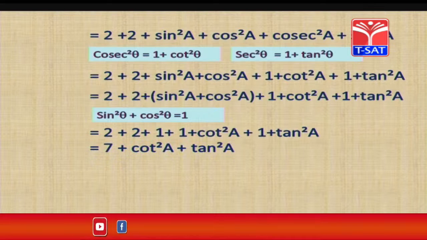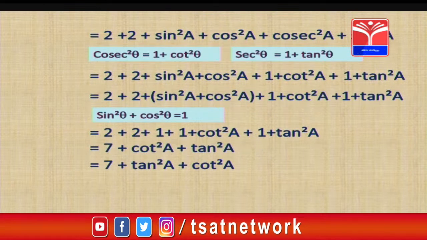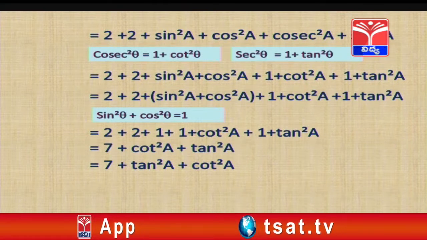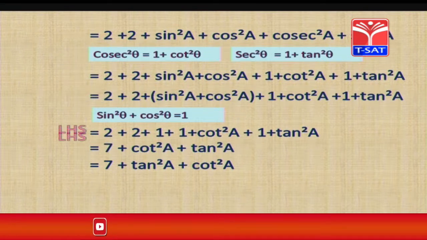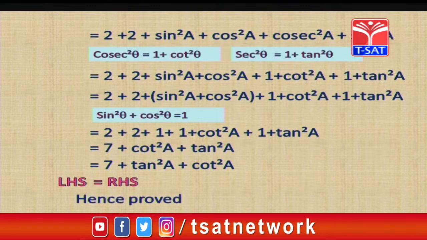So, what are you going to get here now? 7 plus cot square a plus tan square a. If I shuffle it, 7 plus tan square a plus cot square a we are going to get. That means, here the left hand side we are able to prove equal to the right hand side. That means, LHS is equal to RHS, hence proved.